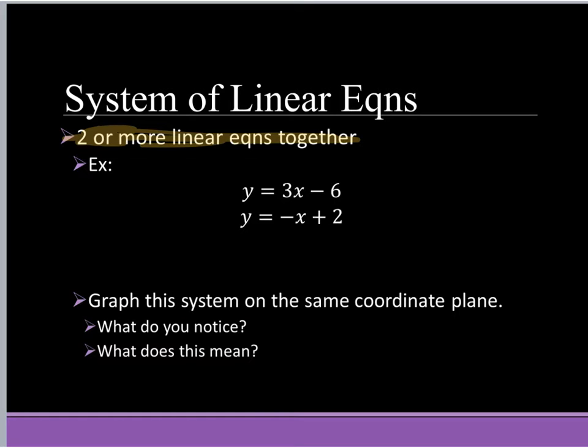So a system could look something like what you see here, where we have y equals 3x minus 6 and y equals negative x plus 2. And in this section, in order to solve this system of linear equations, what we're going to have to do is graph the system on the same coordinate plane, and then we're going to look for things that we notice, and try to figure out what they mean. So let's go ahead and do that real quick.